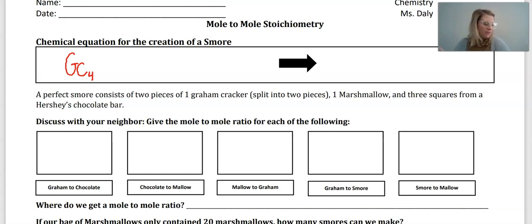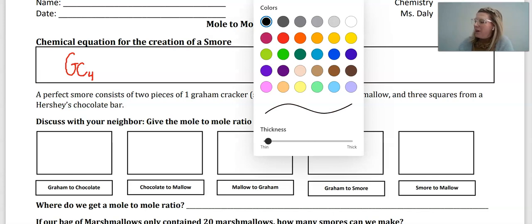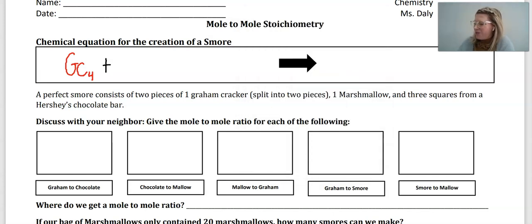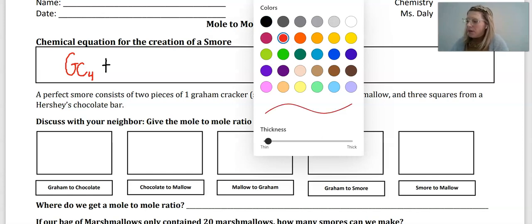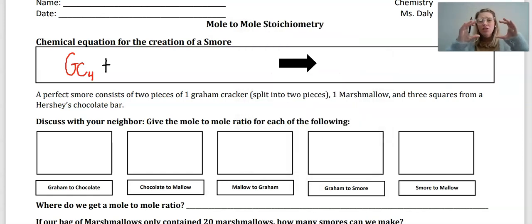Okay, the next component of our s'more reaction is the chocolate bar. The chocolate bar is again a Hershey's chocolate bar, and so we're going to abbreviate that as CH. And we need to think about what a chocolate bar consists of. Can it be broken into smaller pieces? And the answer is yes. It can be broken into a total of 12 teeny tiny little pieces of chocolate.